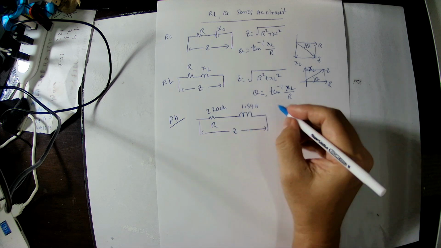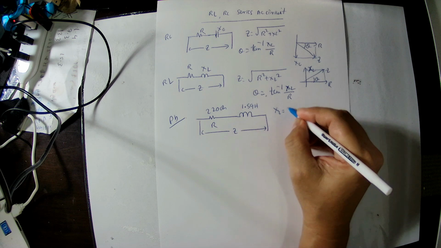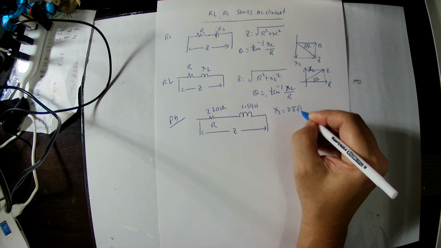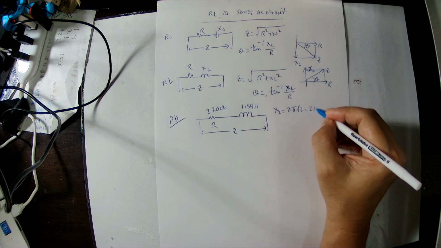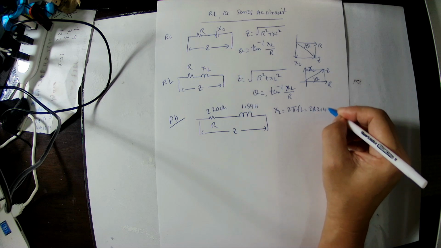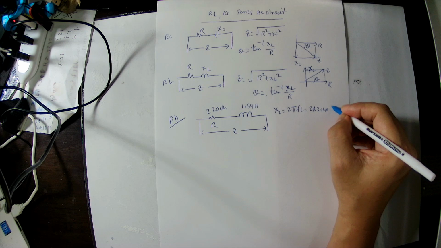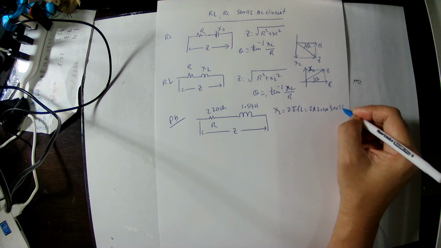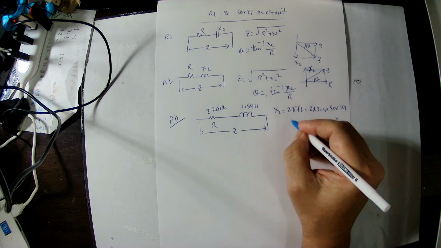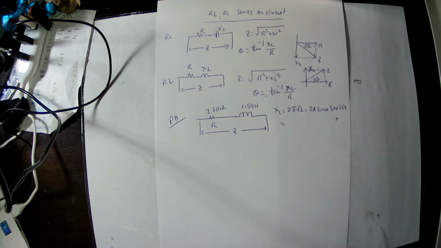So XL can be calculated as 2 pi FL. So 2 into pi 3.14 into frequency 50 into 1.59, so this is the way we calculate it. So XL can be calculated. So then we do 314 multiplied by 1.59. This is 499.26.